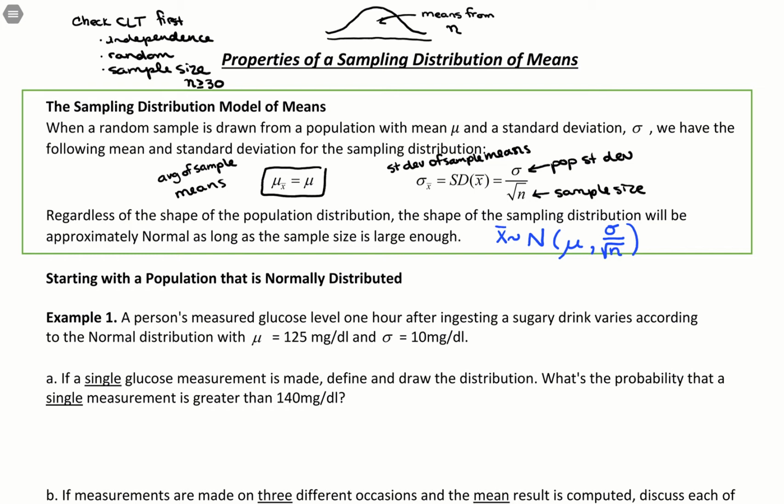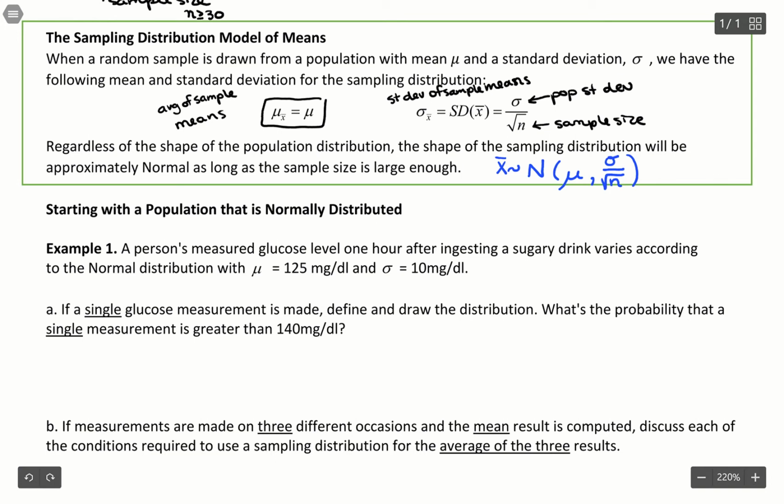So with that, let's look at an example. In this video, we'll go through an example where the population is normally distributed, and then we'll look at an example in the next video that has a population that's skewed. So here we go. They're measuring glucose levels 1 hour after ingesting a sugary drink. And what they tell us is that this data has a normal distribution to it. So with that, we know our population has a nice bell-shaped curve to it.